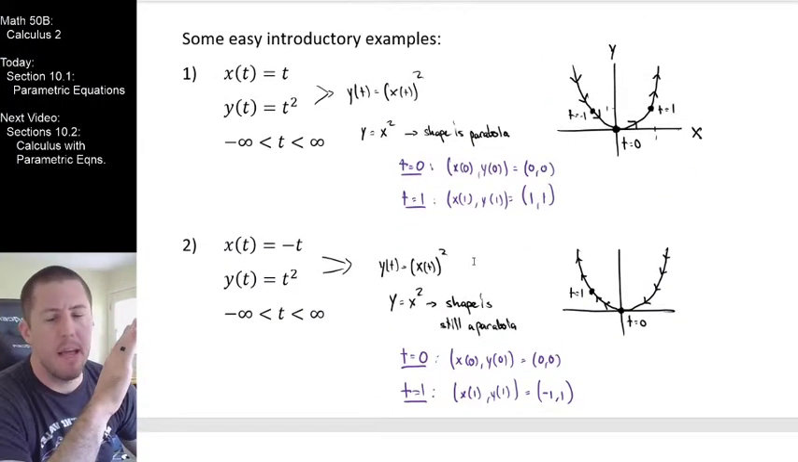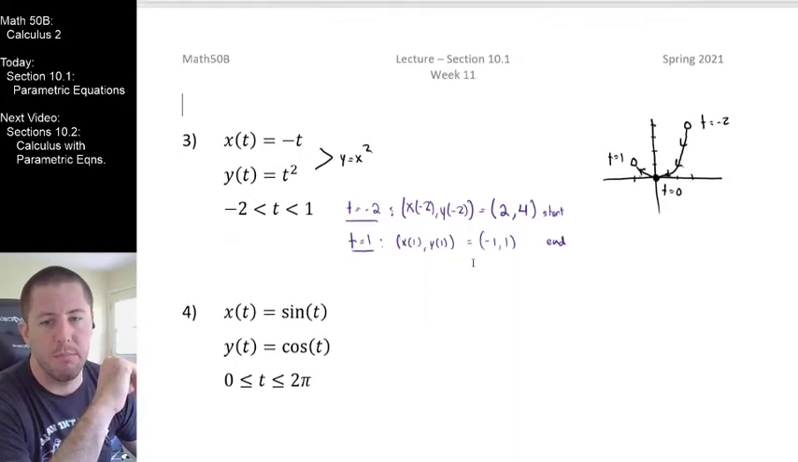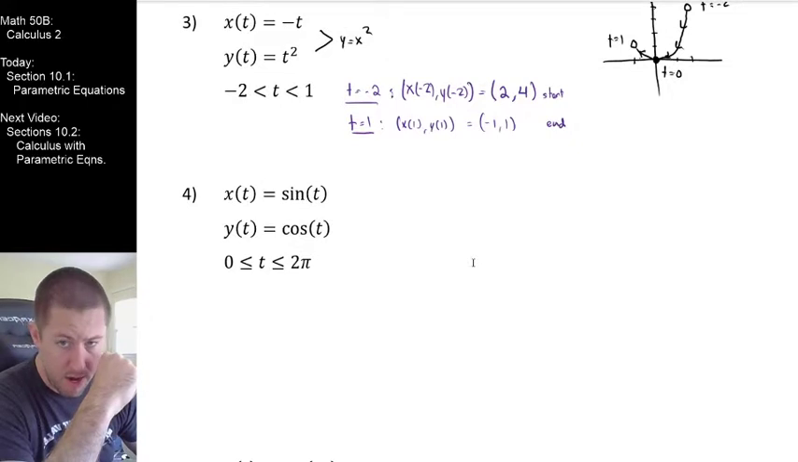So obviously examples 1, 2, and 3 were really basic. The shape of the graph never changed. We just changed our boundaries and our direction of motion. Let's do some a little bit more exciting examples right here.